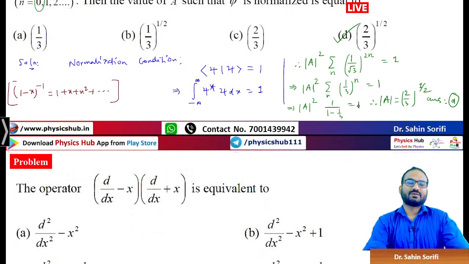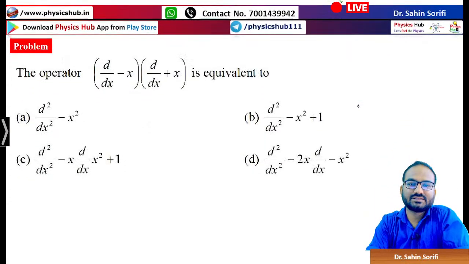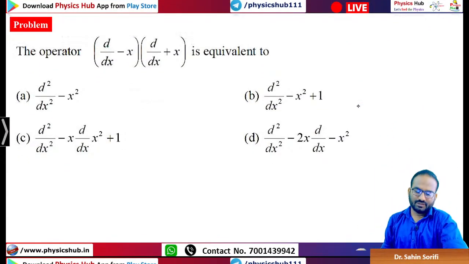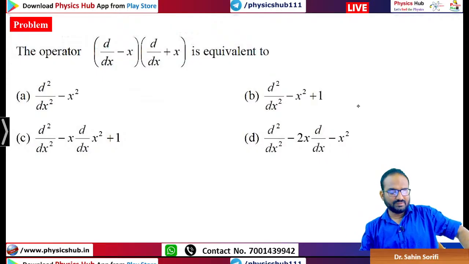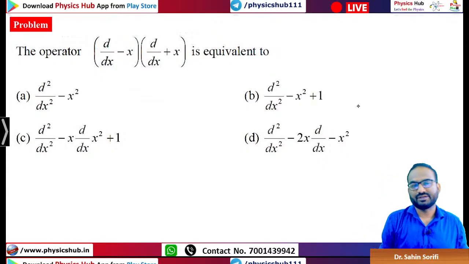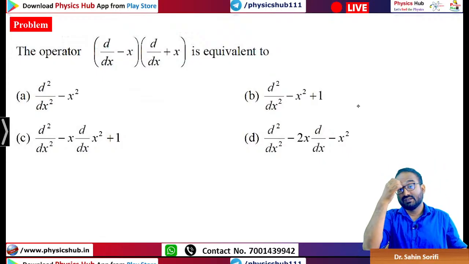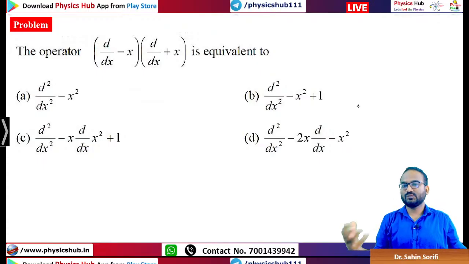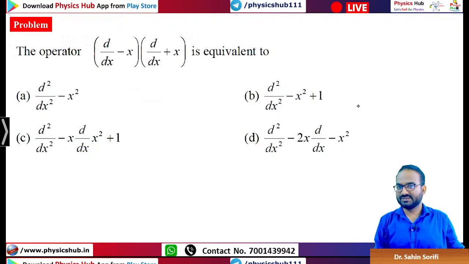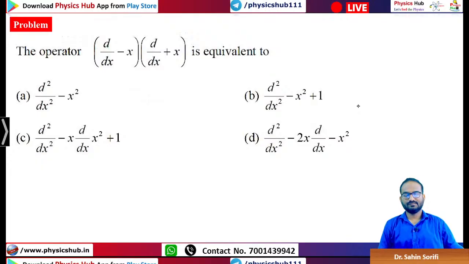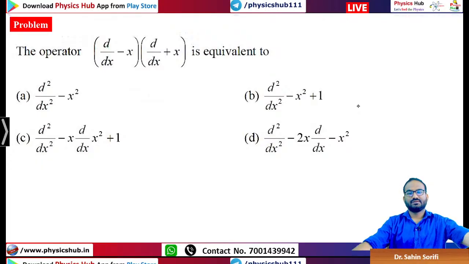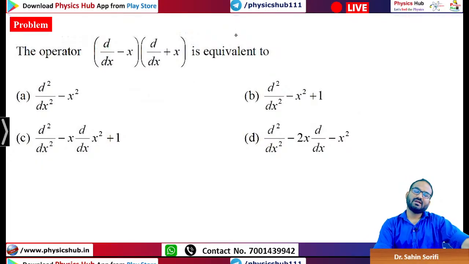Let us now focus on this problem. The operator d/dx minus x, d/dx plus x is equivalent to what? Look, as I told you earlier also, whenever you deal with this kind of operator involving derivatives, you need to apply it on some wave function psi, otherwise you will make a mistake. Not any wave function, you can apply it on any function. So you have to find out what this operator is equivalent to.